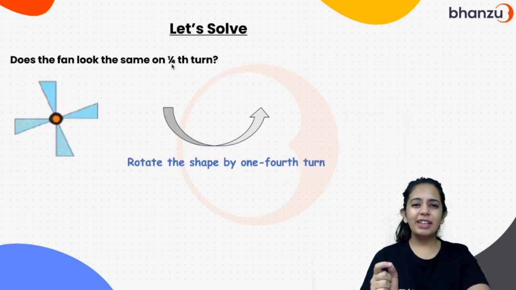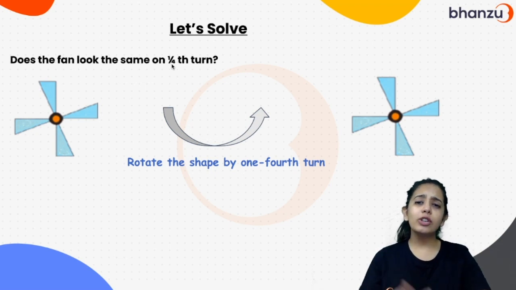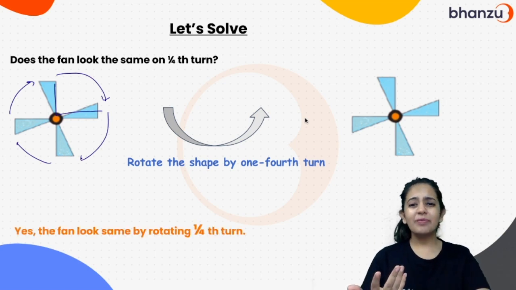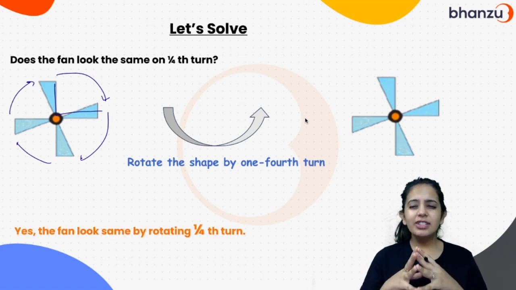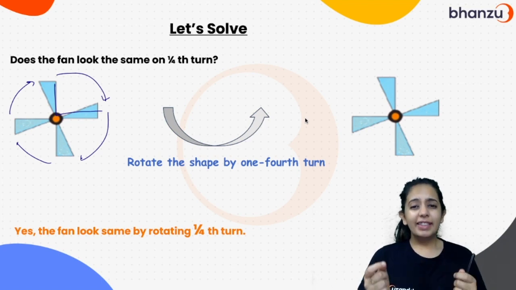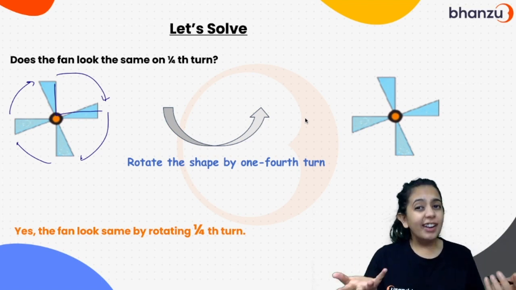Look at this shape and tell me. Yes, if you rotate by 1/4, it will look exactly the same. So this is the 1/4 turn, right? Out of the 4 turns, 1, 2, 3, 4 turns, you have to just take 1 turn, okay? And it will look exactly the same. So in the case of a fan also, the rotation is 1/4. But what if a fan has only 3 blades? Then you have to rotate it by 1/3.